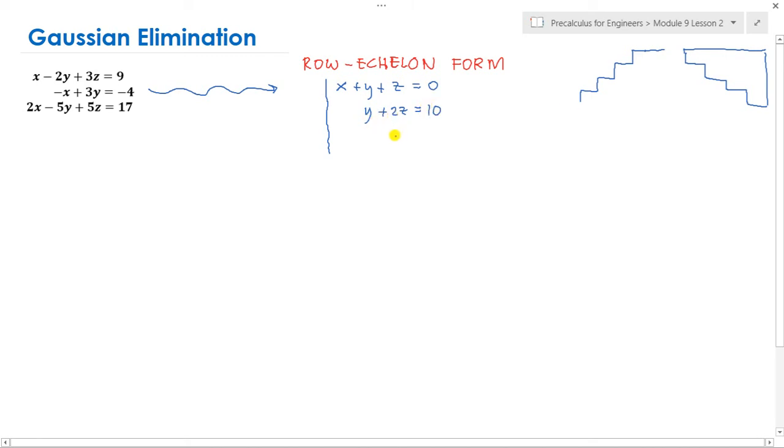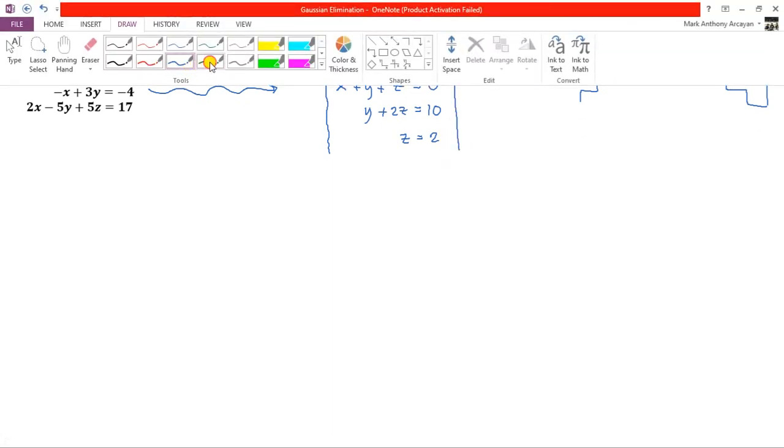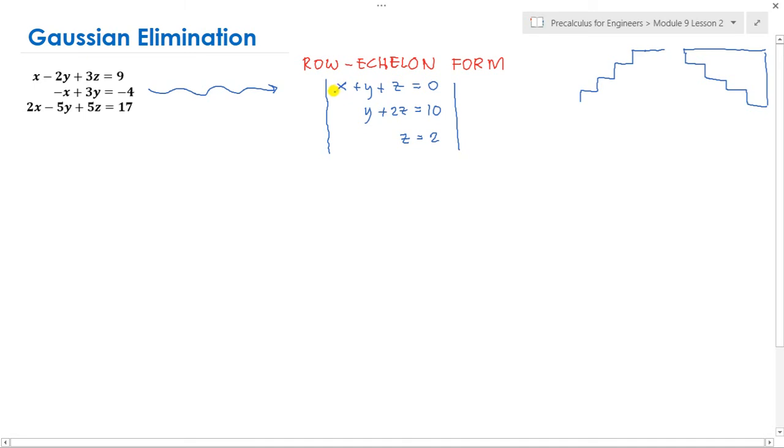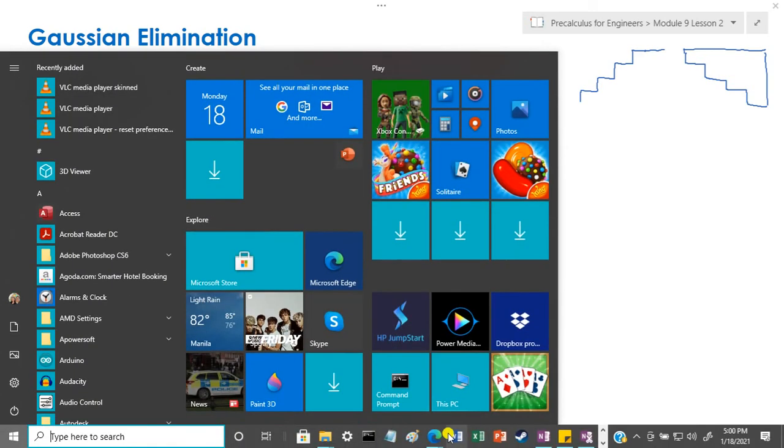And lastly, for the third, since this is 3 equations, 3 unknowns, automatic, ang row echelon tulo ra pod ka equations. The third one, dapat wala na pod si y. Si z na lang gyud mabilin. So dapat z ra gyud, wala lang number nga tapad ni z, is equal to let's say 2. Okay? So as you notice, ing-ani ang system of equations in row echelon form.